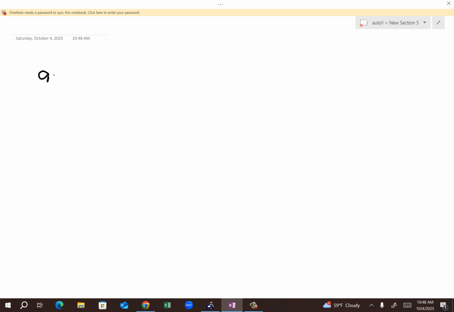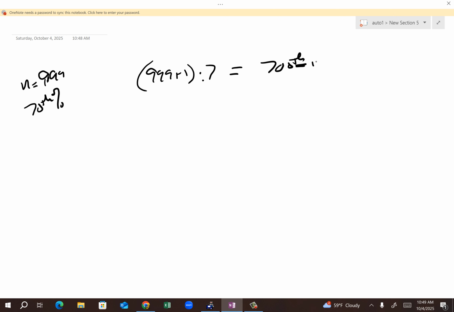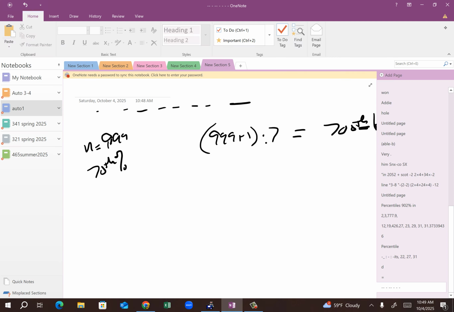Suppose you had 999 of these, and you wanted the 70th percentile. According to this formula, you do 999 plus 1 times 0.70, and that would end up being the 700th term, right? You just count over from the lowest all the way up to the 700th term. Ta-da! There's your 70th percentile. It's that easy. Okay. So just be aware of that. Not very hard to do, though.